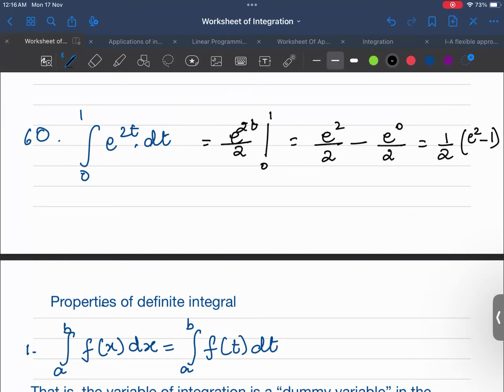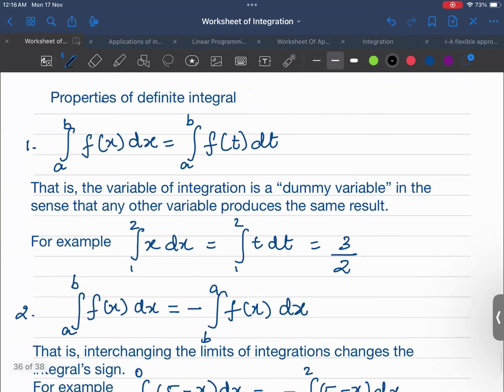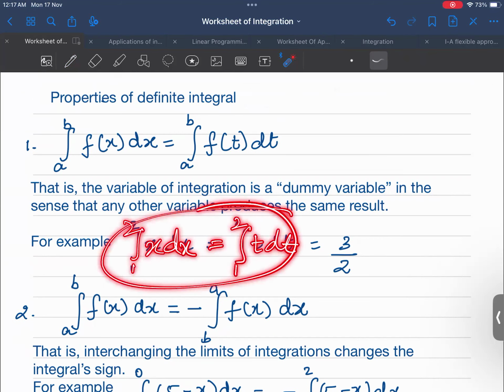Now let's do some properties of definite integral. Here, if the integration of f(x) is from a to b, it is also the same if we use some other variable, f(t) dt from a to b. That is, the variable of integration is a dummy variable, in the sense that any other variable produces the same results. For example, integral from 1 to 2 of x dx equals integral from 1 to 2 of t dt. If they are getting the same results, it means 3 upon 2.